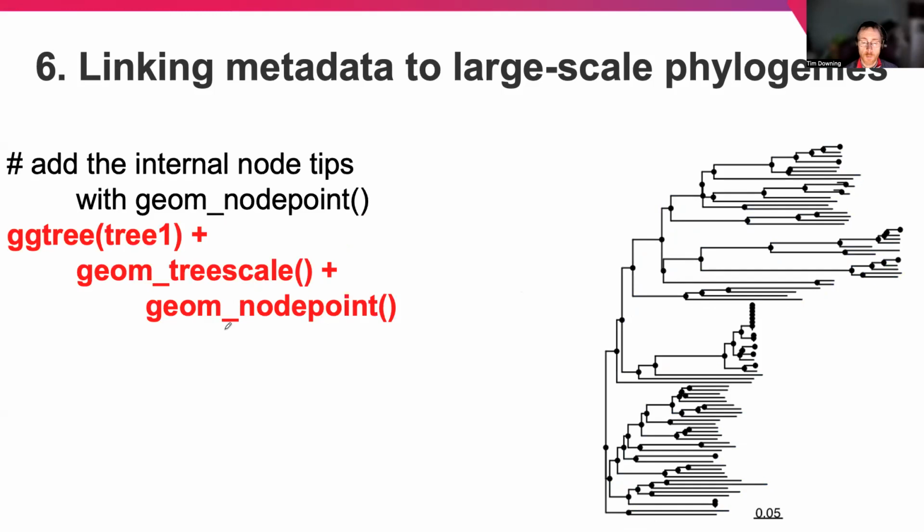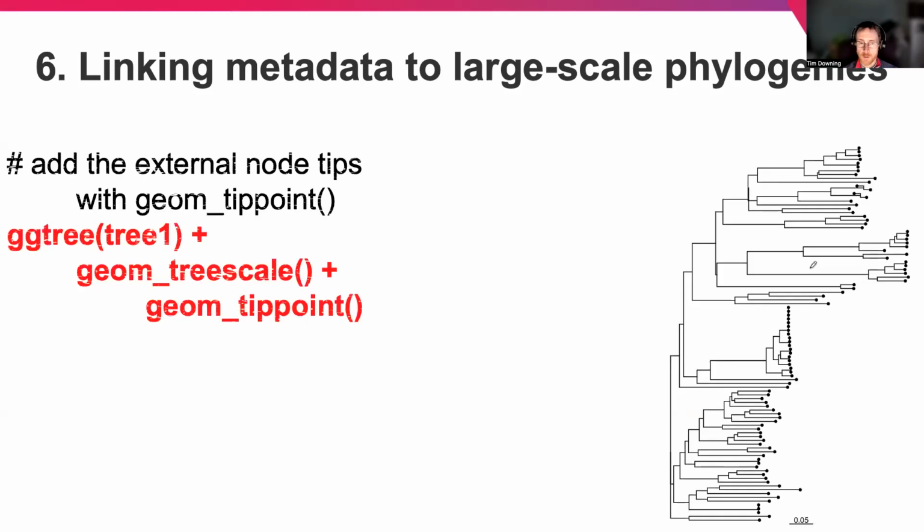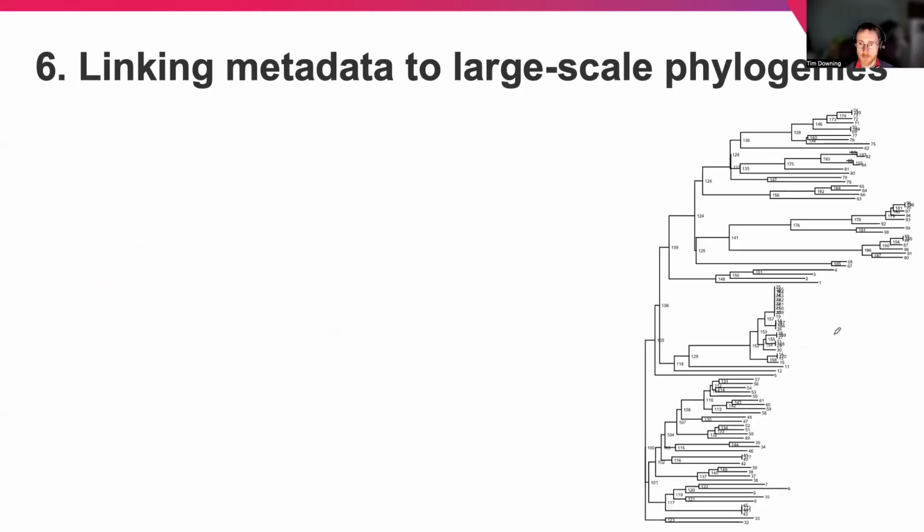So we can add node points as well to our phylogeny. So you see there we've got the internal nodes are represented. And the same way we can also do it for the external nodes. So this is more conventional because that indicates the sampling points shown by the black nodes. And therefore we can map onto this different colors to identify particular clades that are of interest.